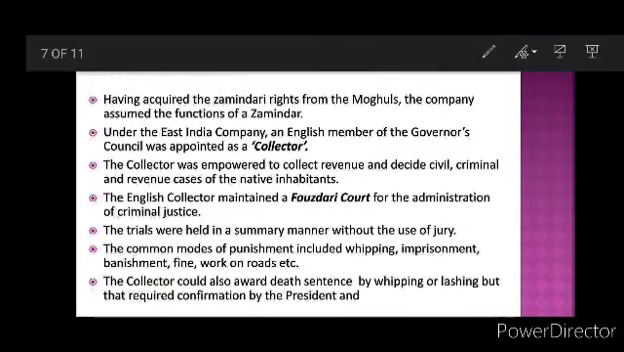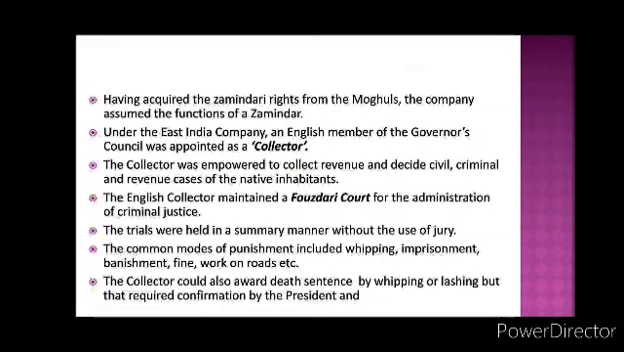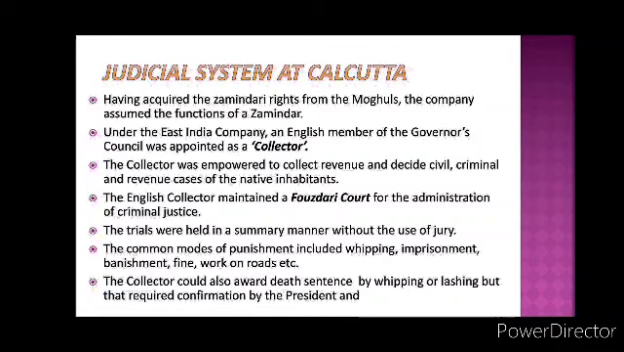Now, the judicial system at Calcutta. After the arrival of the East India Company in Bengal, the company appointed an English member of the Governor's Council, and he was named the collector. So he was empowered to collect revenue and decide civil, criminal and revenue cases of the native inhabitants. The English collector maintained a Fojdari court for the administration of criminal justice.